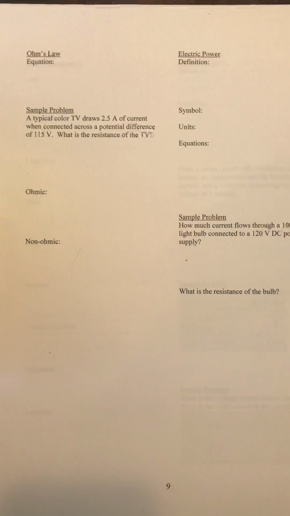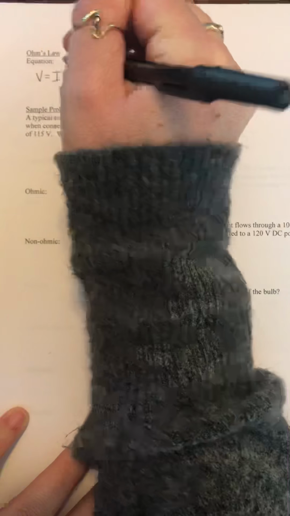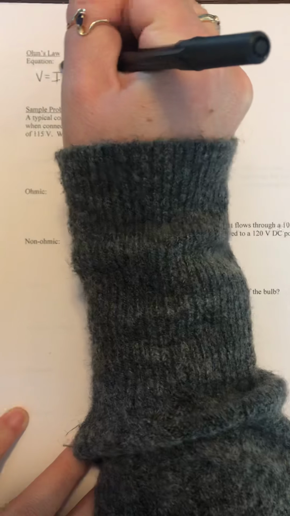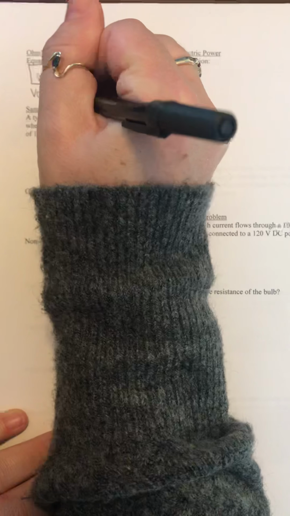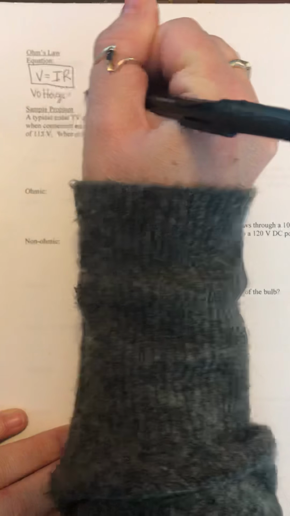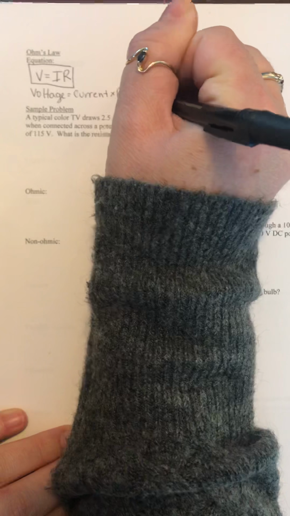All right, the first thing we're talking about today is Ohm's law, and Ohm's law is the relationship between voltage, current, and resistance. The equation says V equals IR. Or if we were to write this in words, we would say that voltage equals current times resistance.